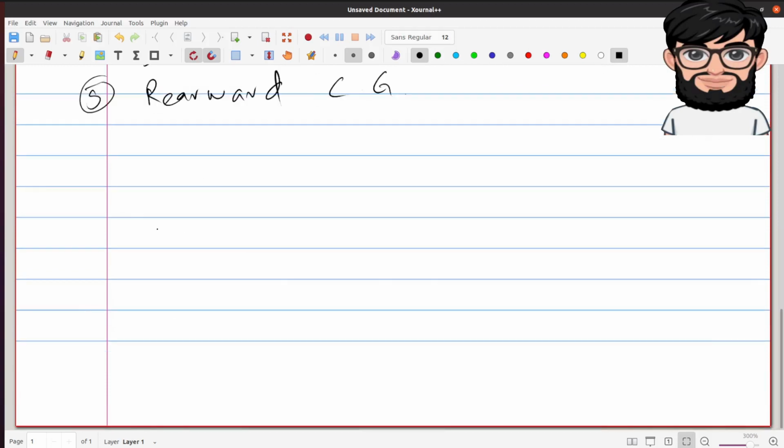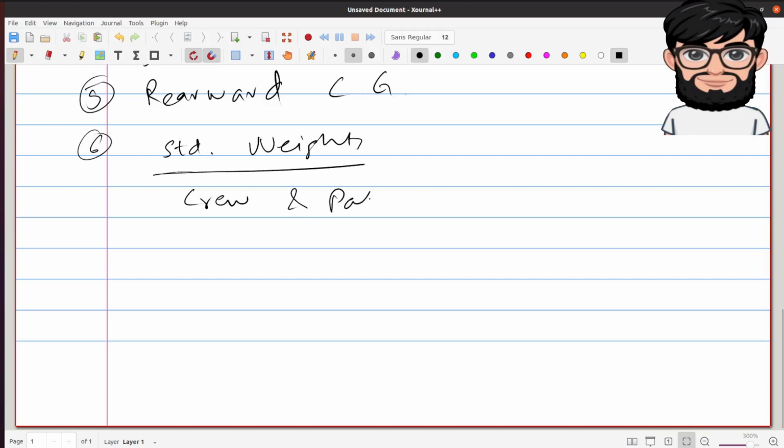And the last thing I wanted to cover is what are the standard weights in an airplane? If the data is not provided, what would you assume? So crew and passengers is gonna be equal to 190 pounds.